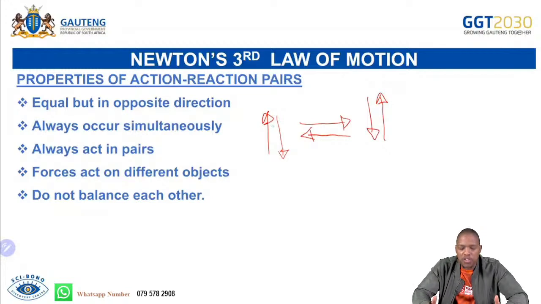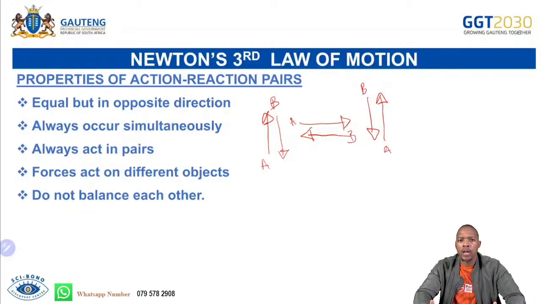Very important. Forces act on different objects. These forces are coming from a different object. This maybe will be object A, this will be object B. If this is object A, this becomes object B. Always they are acting from different objects. Therefore, these forces cannot cancel each other.